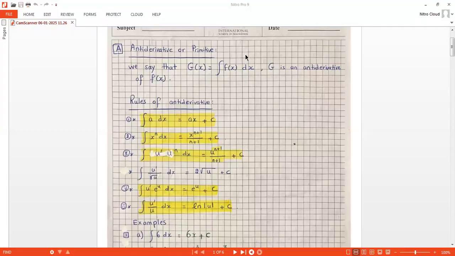So first of all, I'm going to do a revision for all the rules that we have learned this week. First of all, the antiderivative or primitive. The integral of f of x is another function. Okay, so we are looking for the primitive function, before the derivative. The rules of antiderivative are only 4 important ones.